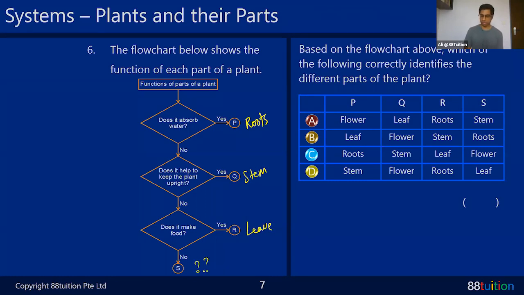Does it help to make food? Then what is this? What is S? So we don't know. We go and find out root, stem, leaf. Then it means S is flower. It could be fruit or flower, but the question is flower. So we take that and put in a C. Okay, this one is easy one.